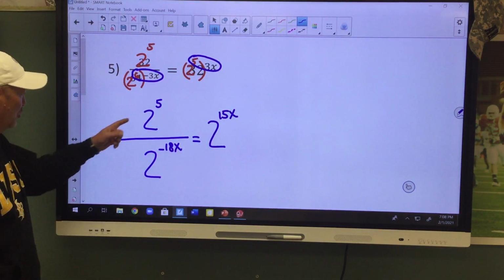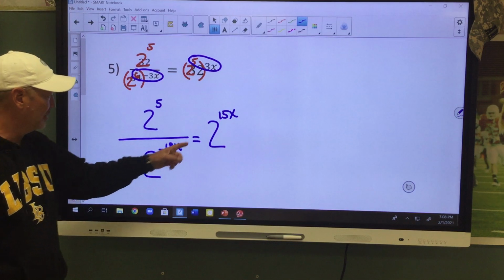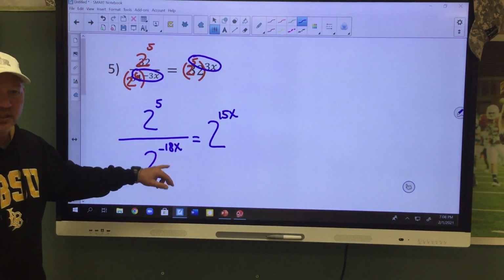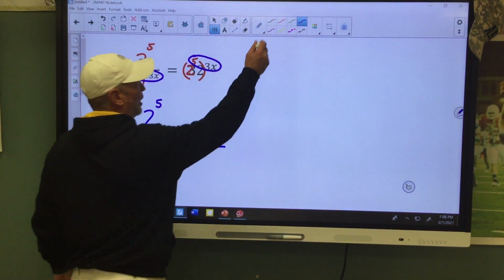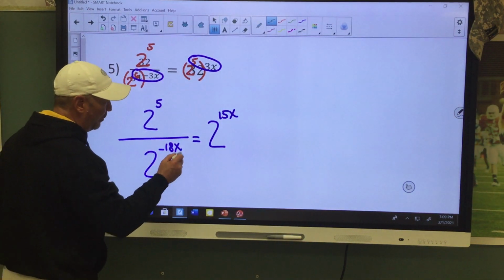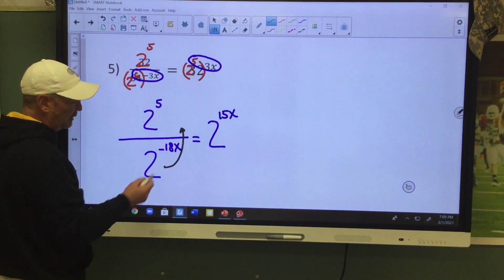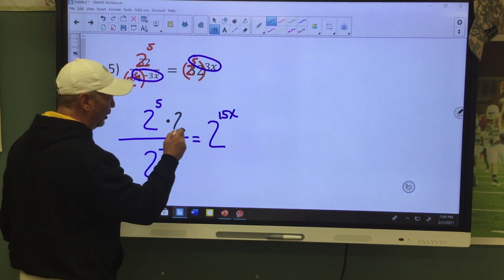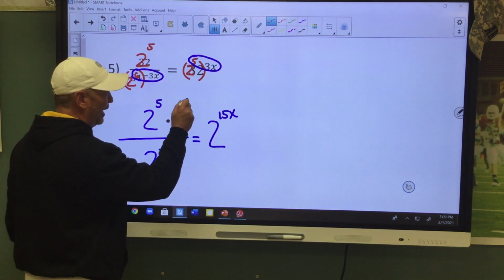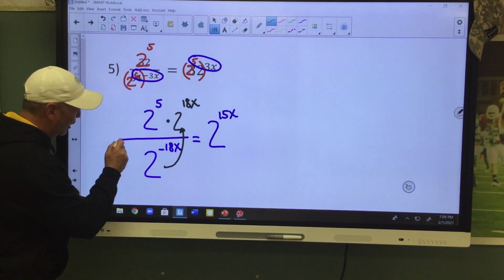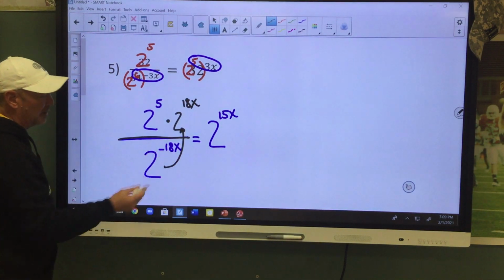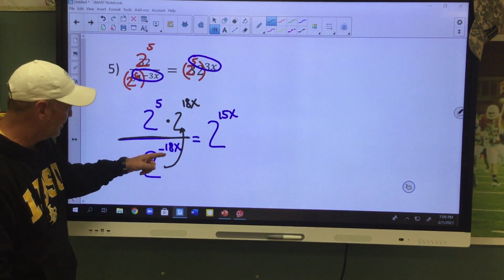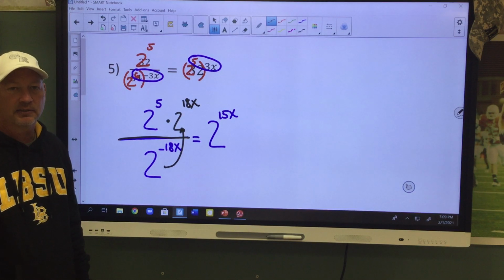All right. 2 is my base, 2 is my base, 2 is my base. That's a good sign. But we don't need this in the denominator. I'm going to push this up to the numerator, and when this crosses the fraction bar, this turns into 2 to the positive 18x. Remember, when we cross the fraction bar, my exponent will change from a negative to a positive or a positive to a negative. In this case, it's going to turn into a positive 18x.